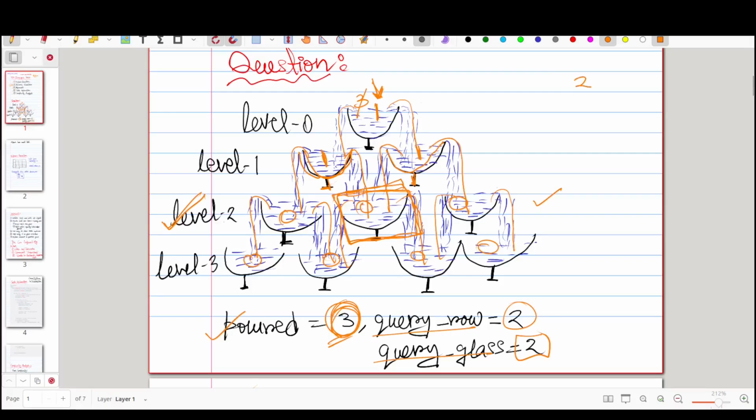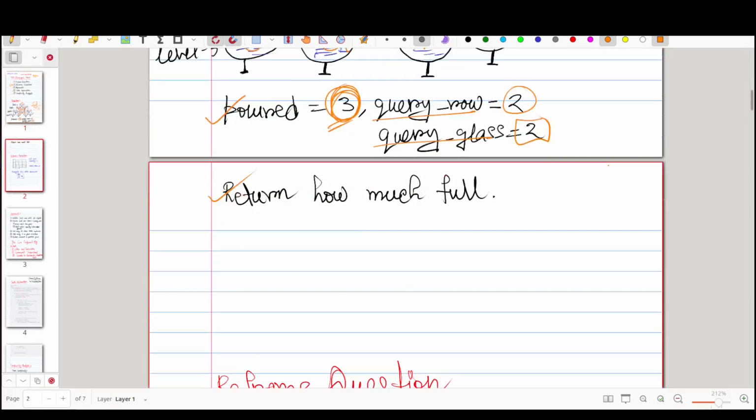Let's try another one. We have 2 amounts of water. First we fill the first glass, that will be 1, and now we have to fill the next row glasses, that will be filled with half, and this will also be filled with half. So now if we query row number 1 and glass number 1, you can consider this glass. How much is it filled? It will be filled by half with water. This is the simple question.